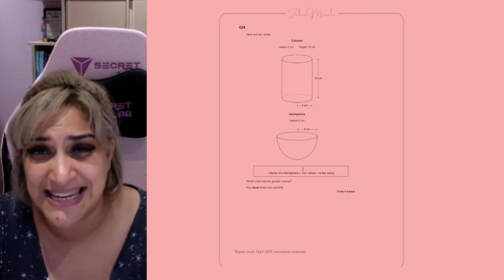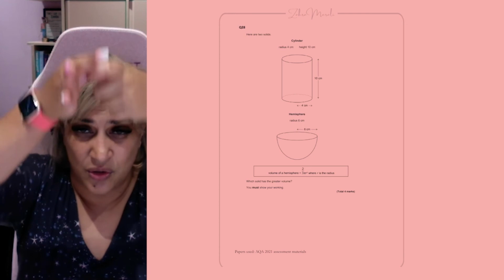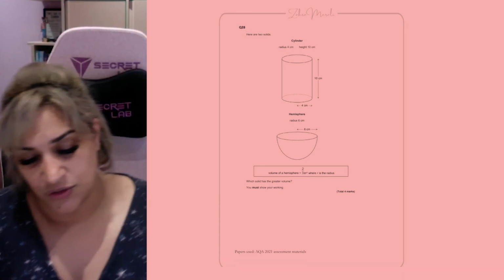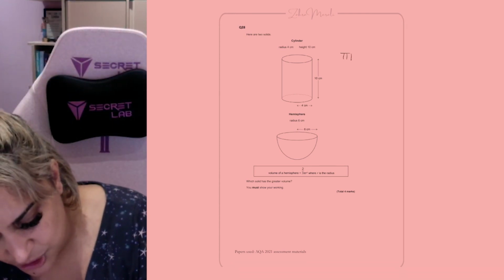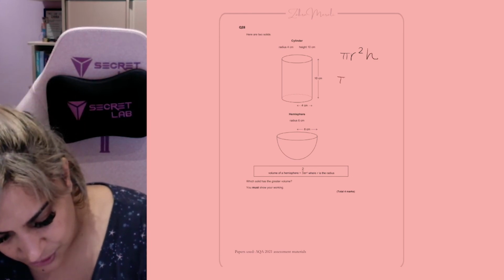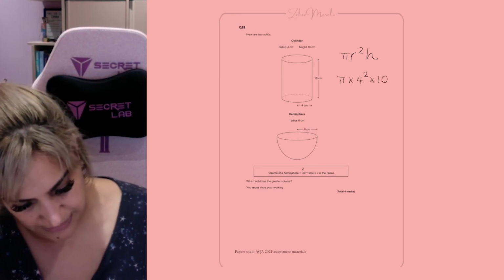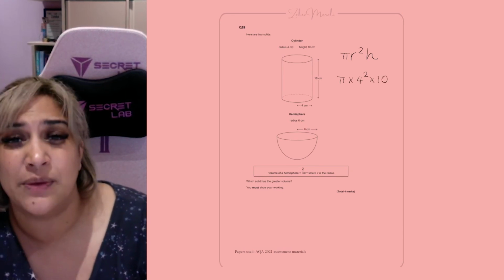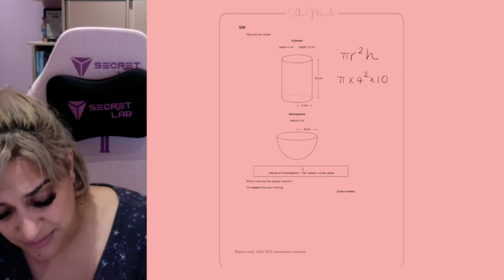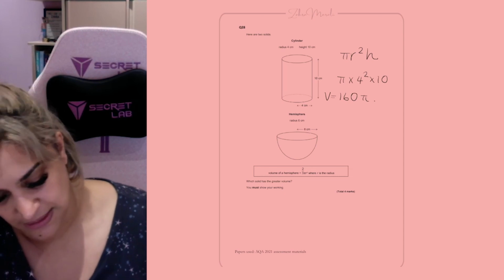So for a cylinder, essentially a cylinder is a circle copied all the way down. So we work out the area of the circle, which is pi r squared, and then times it by h. So we're going to do pi times 4 squared times 10. And when we do 4 squared, we get 16 times 10, so 160 pi. Okay, so that's the volume of the cylinder.